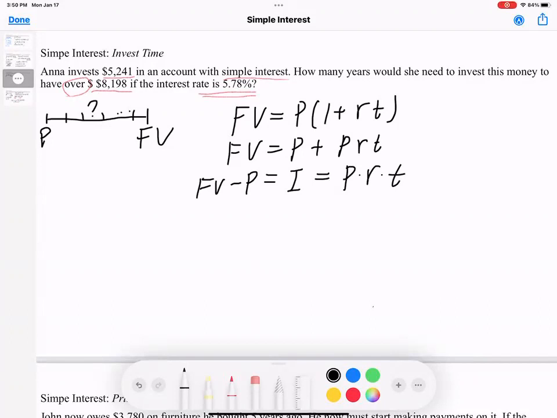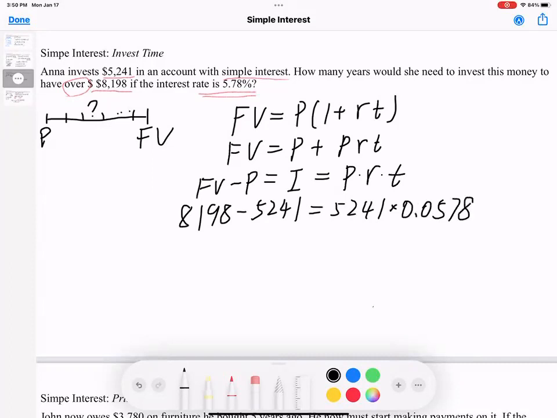Right, so the interest is what? 8,198 take away 5,241. That is the amount of interest. And the annual interest amount is the principal multiplied by the annual interest rate, that is 0.0578, multiplied by the amount of time. The difference we get is the amount of interest, $2,957.